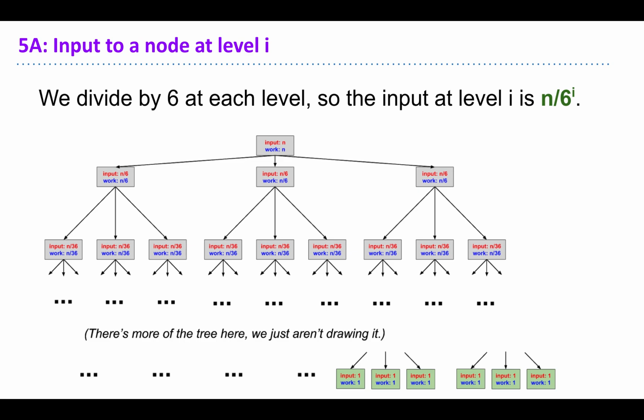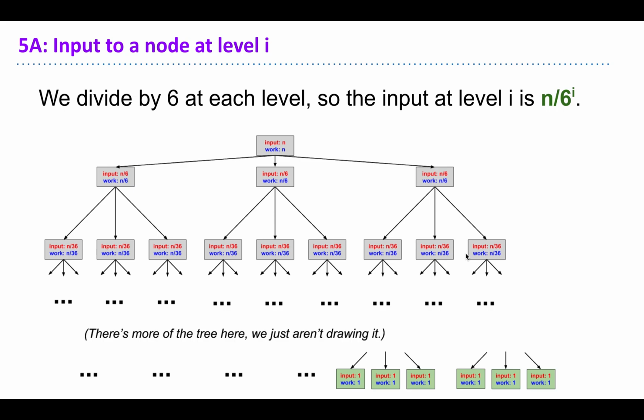Okay. So now we say, what is the work done by a single node at the non-base case level I? What this is saying is, given a node like this, the amount of work that it does is n, and I want an expression that gives me the amount of work a node does based on its level, right? So on level 0, I do n work. On level 1, I do n divided by 6 work. On level 2, I do n divided by 36 work.